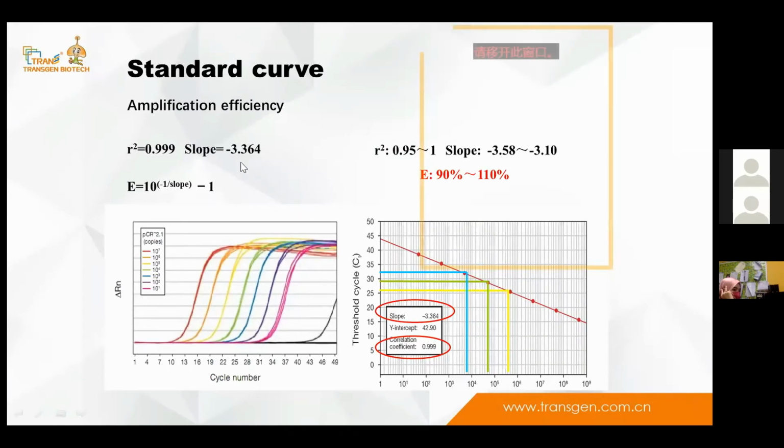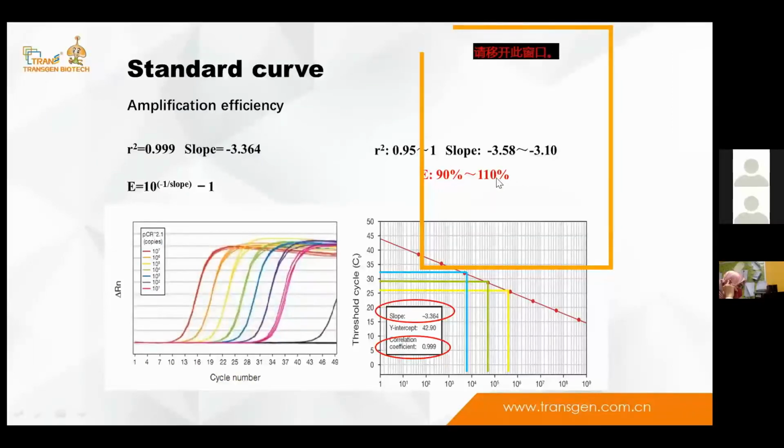And for this line, the formula shows this R squared is nearly 0.999. So this R is called the regression coefficient. This regression coefficient squared should be 0.95 to 1. So this is a very good range for the whole system. So in this case, with this formula, we can calculate the amplification efficiency. The efficiency should be 90% to 110%.